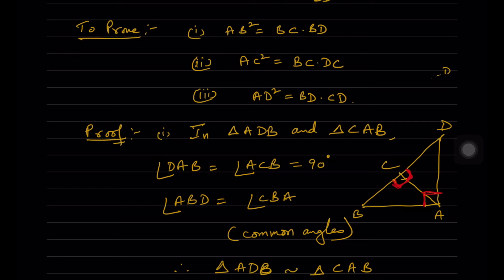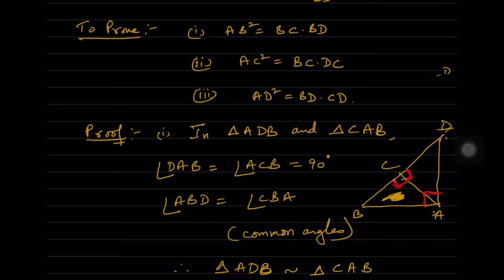Now in triangle ADB, I have drawn the triangle once again. Here you can see that ADB is a bigger triangle, considering the whole part, and CAB is only this part of the triangle. We are considering the whole bigger one, that is the whole outside, BDA or ADB. This is one triangle we are considering, and the next one is CAB.